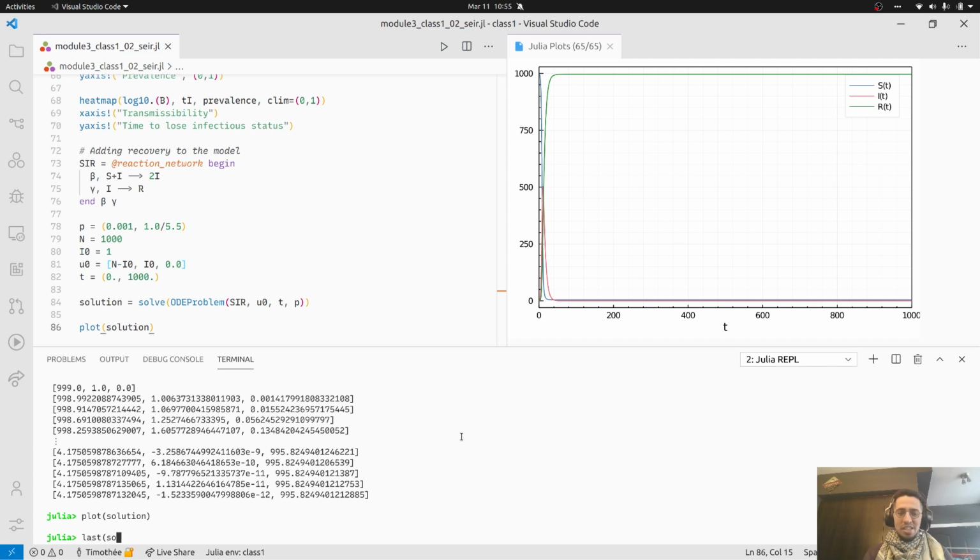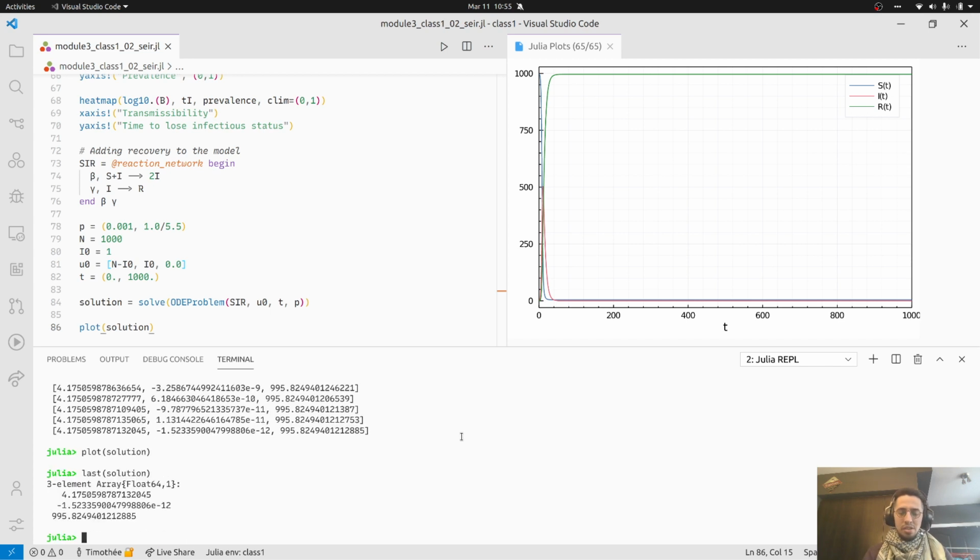But if we look at the last solution, we have 4 susceptible individuals that remain. We have -1.5 times 10 to the -12 individuals that are infectious. That's a problem. It should be positive, but floating point numbers are difficult. If we really wanted that to be a constraint that we enforce, we could do that. We're not going to. It doesn't really matter here. And then we have 995 individuals that are removed.